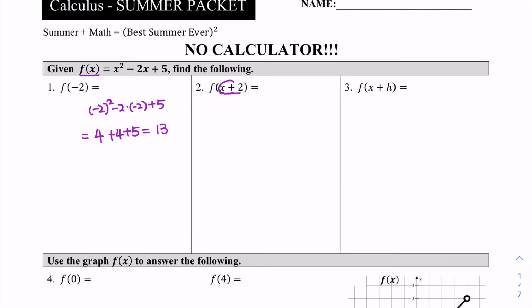We just plug in x + 2 squared, minus 2 times (x + 2), plus 5. So we replace x using x + 2. Now we just need to simplify it. Plus 4, minus 2x, minus 4, plus 5.